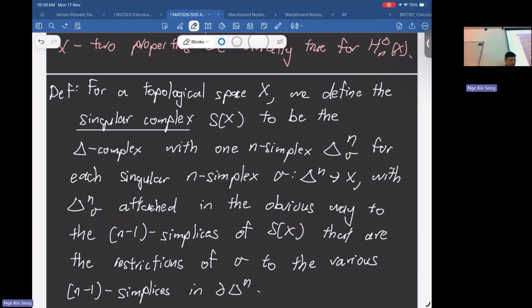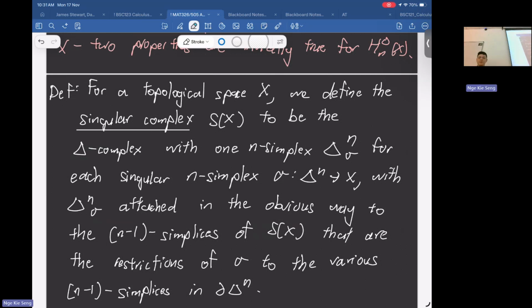Another relation between these two is we can form something called a singular complex for a topological space. Basically, for a topological space X, we will form its delta complex, or sometimes the literature calls this a triangulation. So what's this delta complex? For each singular n simplex here, we attach it in the obvious way. This obvious way is to make sure that you don't simply attach, just to make sure that their faces will match.